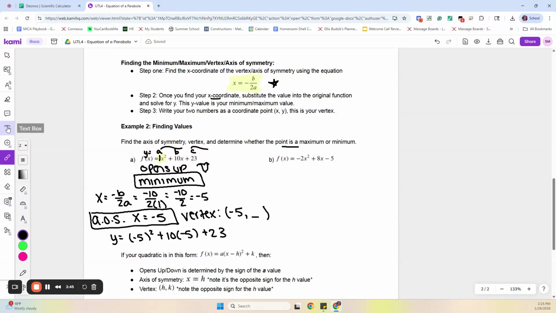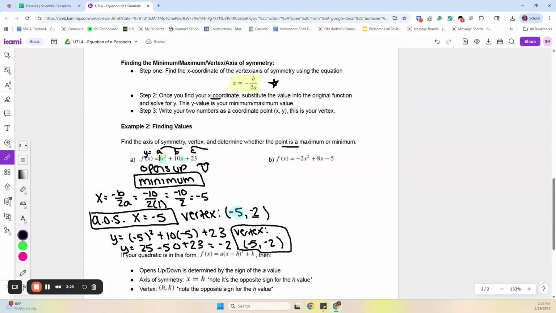All I did was take this negative 5 right here and plug it into each x. And now I'm going to be solving. So y equals negative 5 squared, which is 25. 10 times negative 5 is negative 50, plus 23. So I get 25 minus 50, which is negative 25. Negative 25 plus 23 is negative 2. So my y value is negative 2. Then my vertex is just going to be negative 5, negative 2. And I answered all parts of this question.